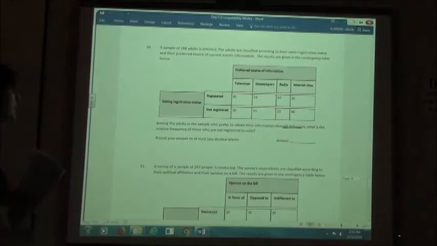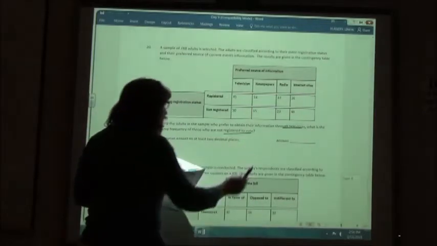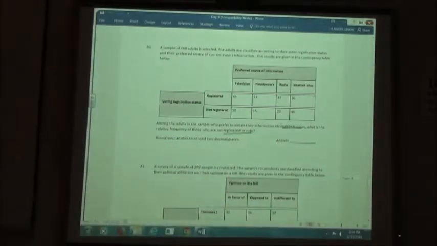Among the adults in the sample who prefer to obtain their information through television, what is the relative frequency of those who are not registered to vote? So this time we're only worried about the ones through television. Which ones are not registered to vote? How many people there?